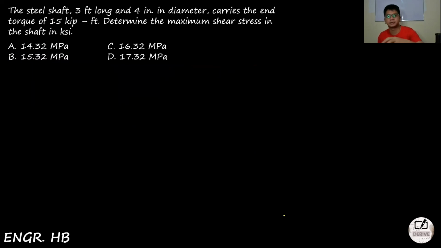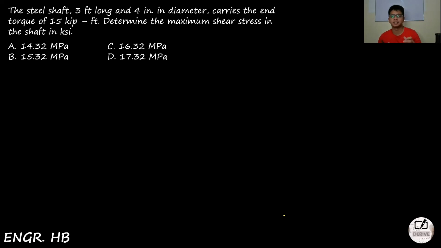Okay, so proceed tayo sa third question, guys. So this is third question. Again, the steel shaft, 3 feet long and 4 inches in diameter carries the end torque of 15 feet. Determine the maximum shear stress in the shaft in KSI. So this is a torsional problem, guys, and we all know that the torsion is under the shear stress. So the normal stress involves the bearing, the tensile and the compressive stress. And the bearing stress and the bending stress.